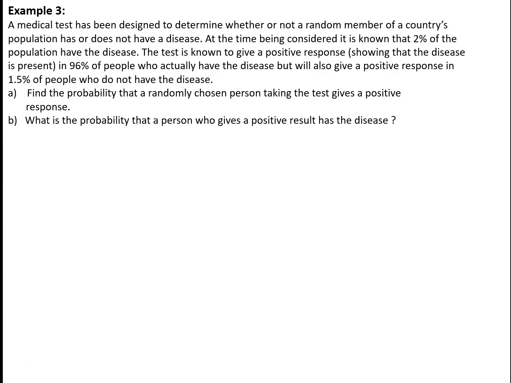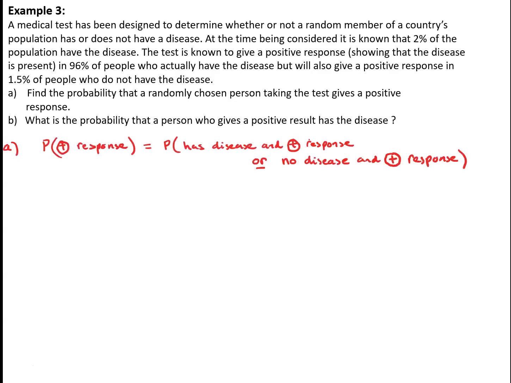So the first thing we've got to do is find the probability that a randomly chosen person taking the test gives a positive response. Now we could again do this by drawing a tree diagram, or we can do it by just working our way through the possibilities. So we could get a positive response in two different ways. We could give the test to a person who has the disease and gets a positive response, or to a person who does not have the disease but gives a positive response.